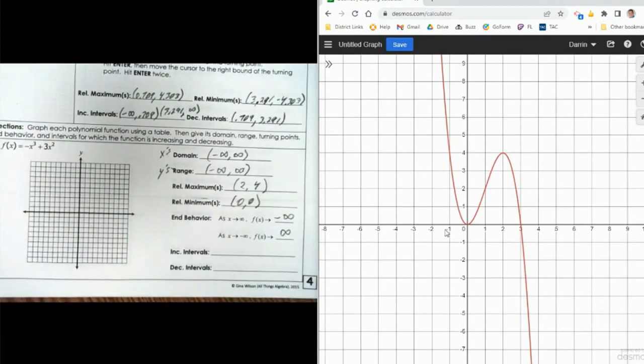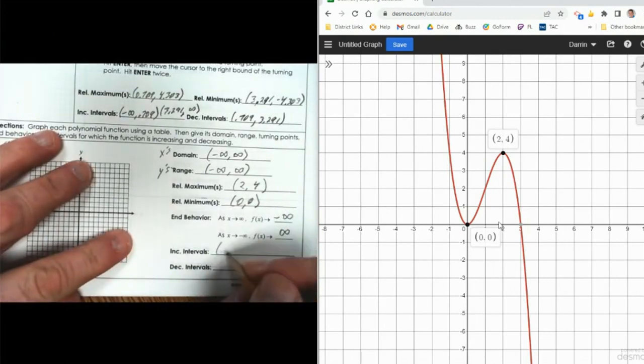So the increasing intervals, let me click on these points again. The only place it's increasing is right there. That's it, between 0 and 2. Between the x value of 0 and the x value of 2, it's going up. So 0 to 2.